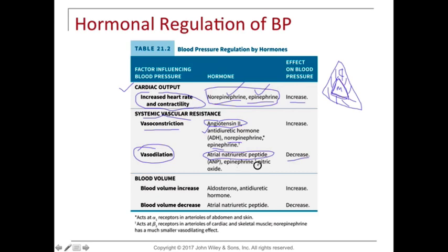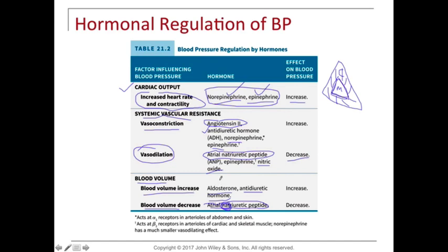And vasodilation, we've got to talk about NO, nitric oxide, which comes from arginine. Blood volume. If we want to increase blood volume, aldosterone or ADH. If we want to decrease blood volume, that's ANP, atrial natriuretic polypeptide. When you look at the first two letters of natriuretic, that's Na, which is sodium.